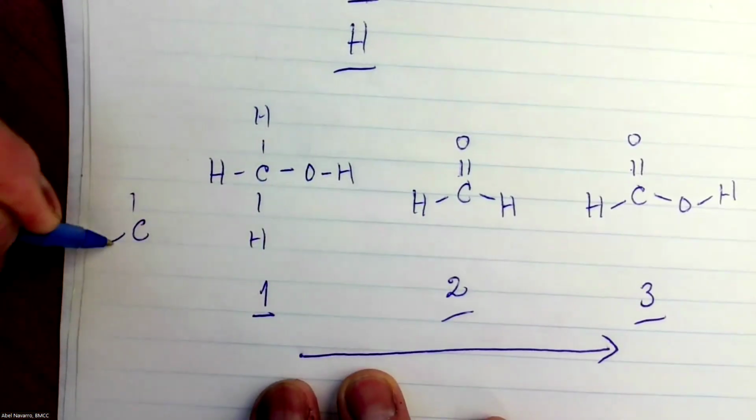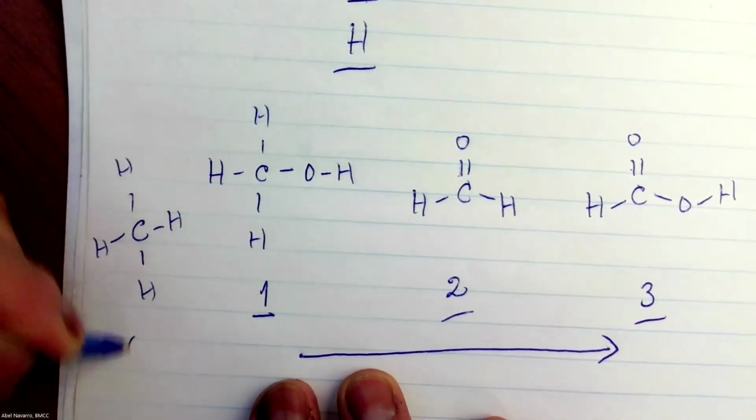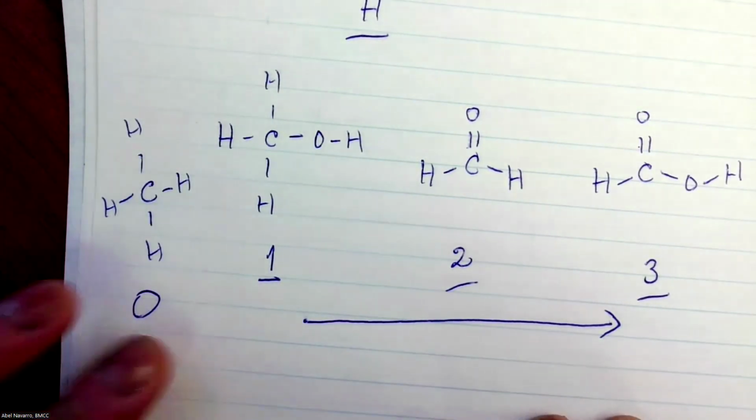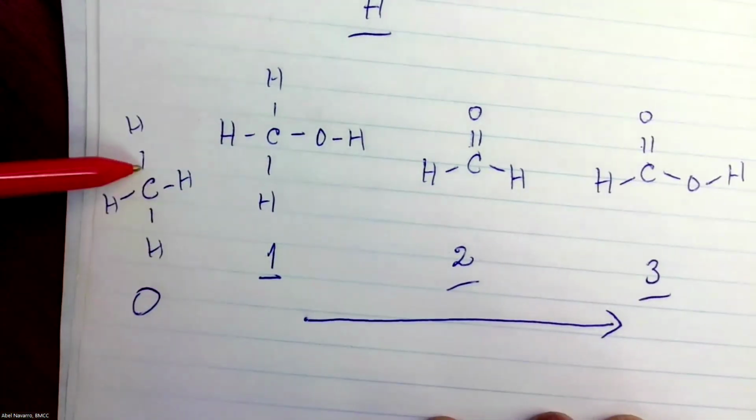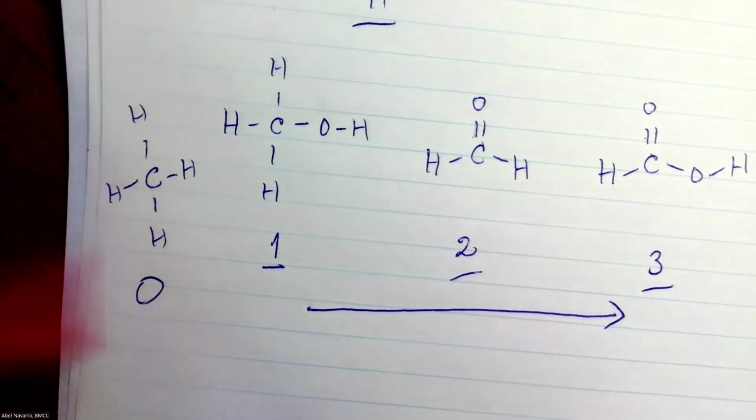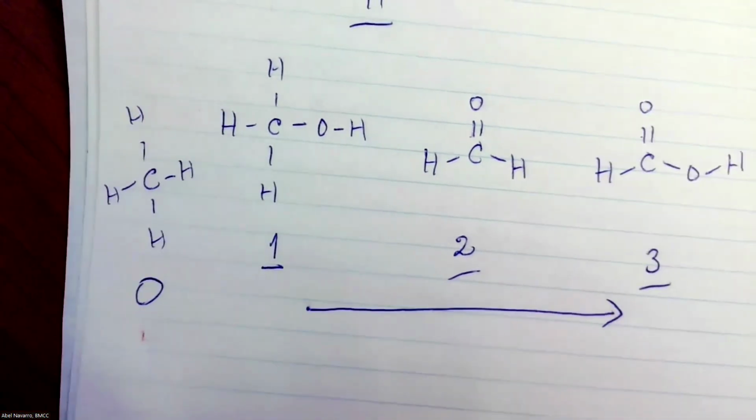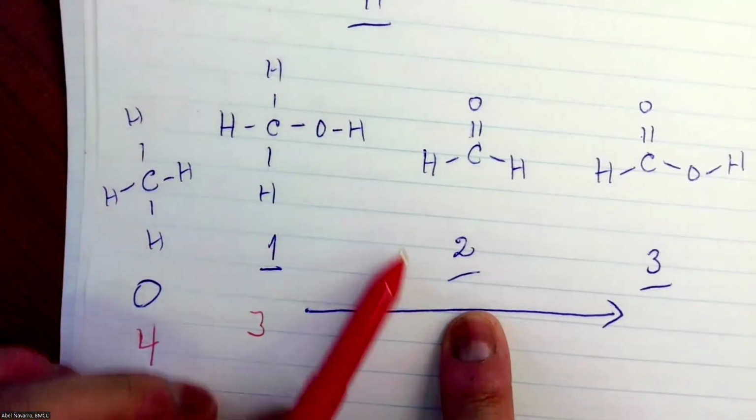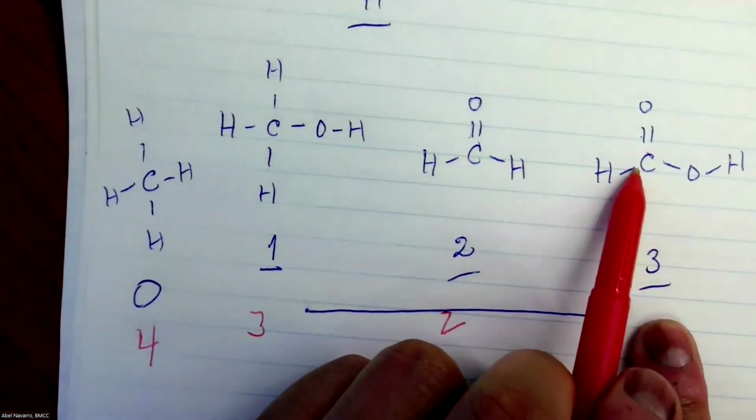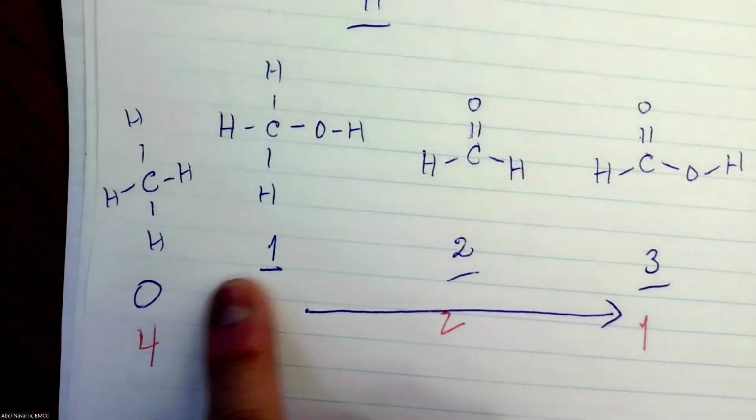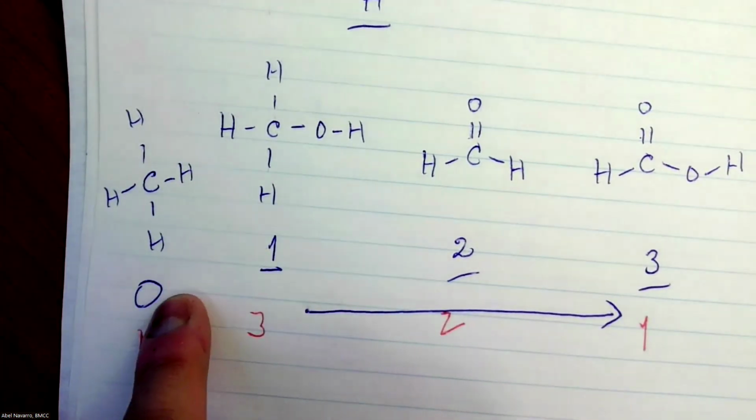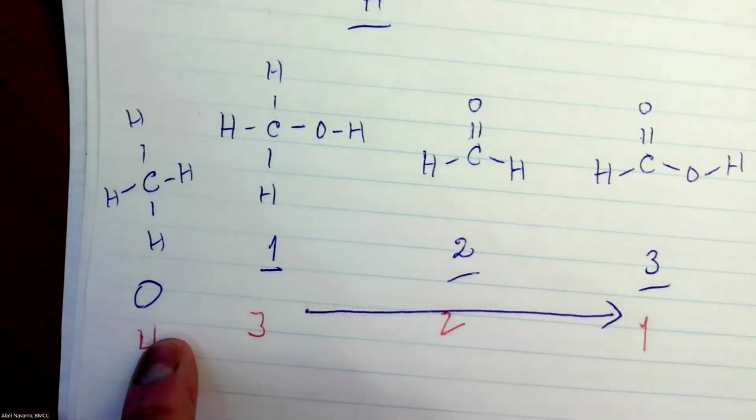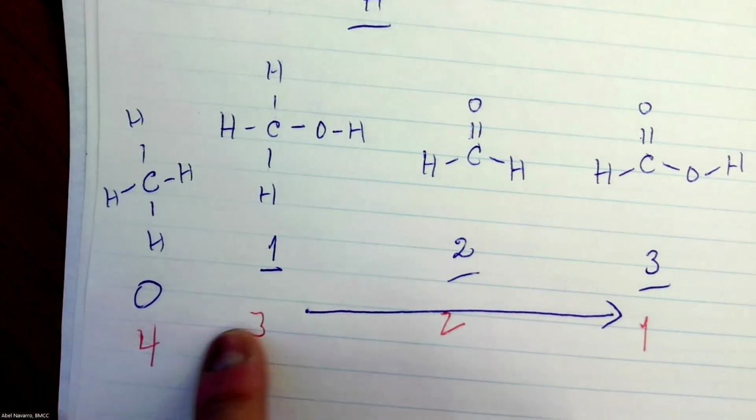Oh, Professor, what if I have methane? Of course, this one has zero bonds to oxygen, so that one will be the least oxidized. At the same time, you can see that the number of C-H bonds changes. This one, how many CHs? Four. This one? Three. This one? Two. This one? One. See, when an organic compound gets oxidized, the number of CO bonds increases, and at the same time the number of CH bonds decreases.